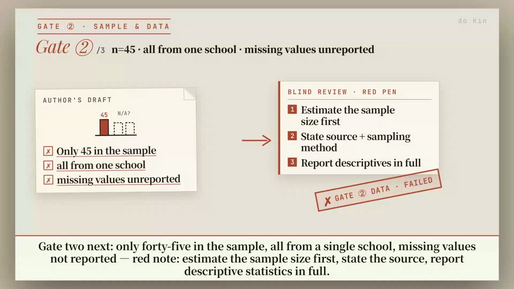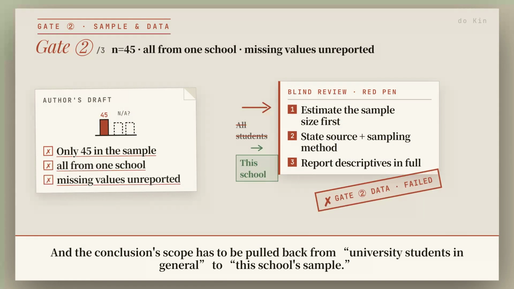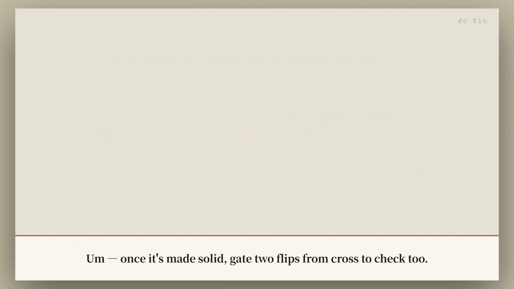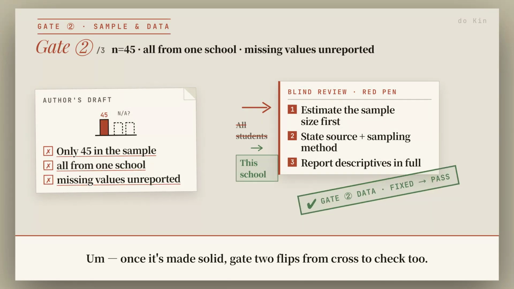Gate 2 next, only 45 in the sample, all from a single school, missing values not reported. Red note. Estimate the sample size first, state the source, report descriptive statistics in full. And the conclusion's scope has to be pulled back from university students in general to this school's sample. Once it's made solid, Gate 2 flips from cross to check.